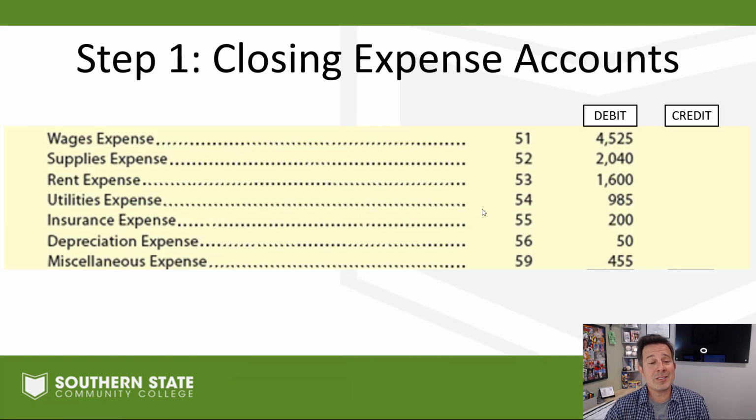Let's close our expense accounts now. We had 1, 2, 3, 4, 5, 6, 7 of them. And you can see they all have a normal debit balance. All the expenses right there. We need to get rid of them. To get rid of them, we have to hit them with a credit for the exact same amount.